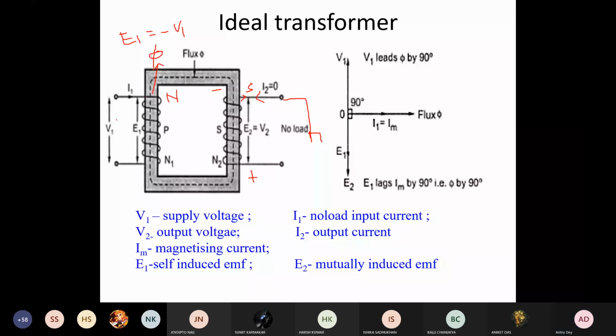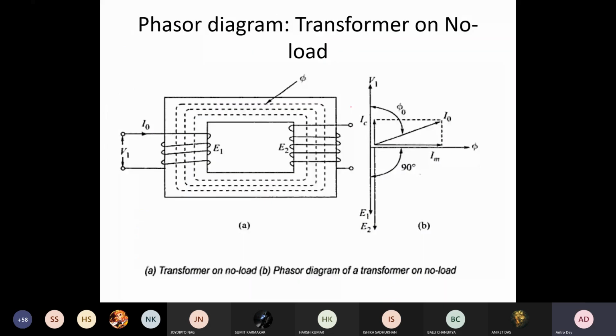So this is the ideal transformer when there is no load connected to the secondary, and in the ideal situation there is no leakage reactance, no leakage resistance, and the entire flux is linked with the magnetic material. If these are the assumptions, and if there is no core loss, no eddy current loss, no hysteresis loss, then you can get a circuit like this. Now, this is the case on no load.